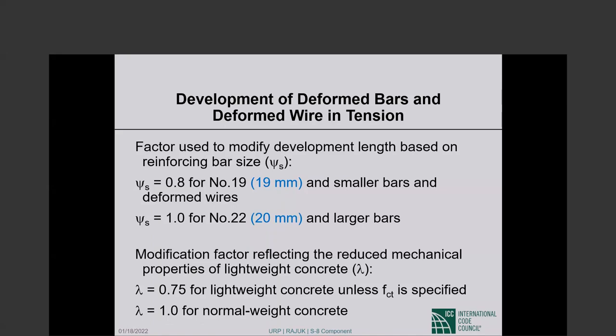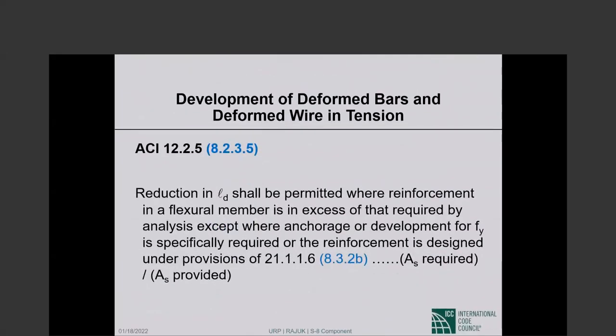The modification factor reflecting lightweight concrete, lambda, is 0.75 for lightweight concrete, unless f sub ct specifies the split tensile strength, then you can calculate it and it can be different from 0.75. Normal weight concrete is 1.0. So for lightweight concrete, typically 0.75 is the lambda factor.